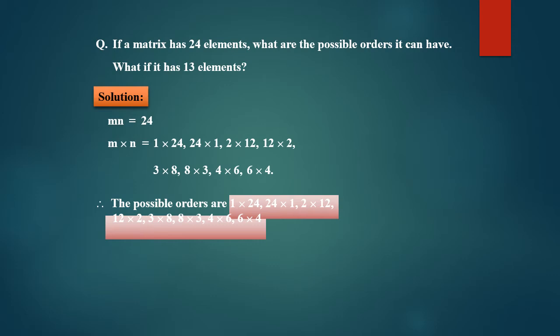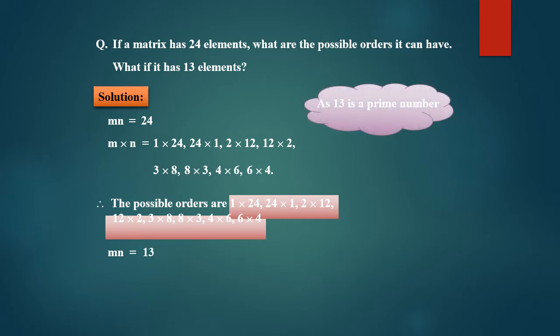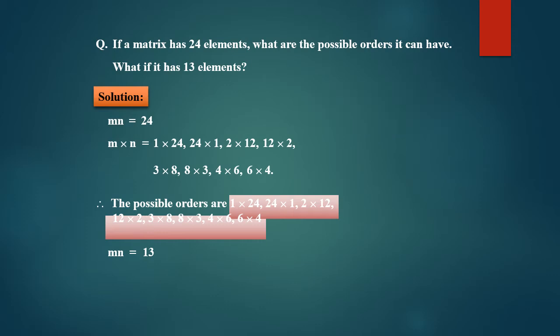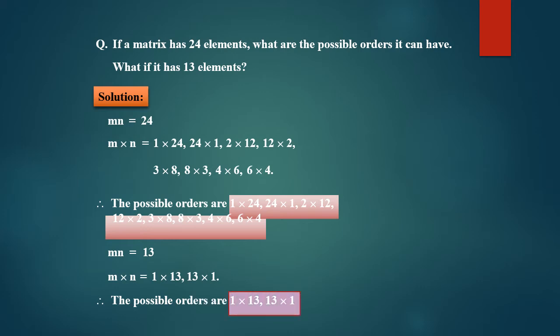Next part of the question, what if it has 13 elements? So if m into n is equal to 13, then we can observe that 13 is a prime number. So 13 is a multiple of itself and 1. So the only possible orders are 1 cross 13 and 13 cross 1. So whenever a prime number is given, the number of possible orders will be only 2.